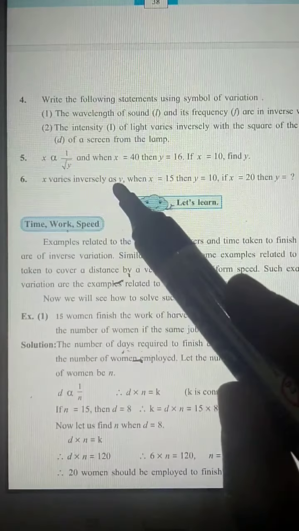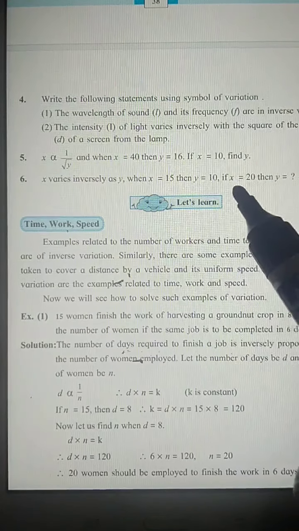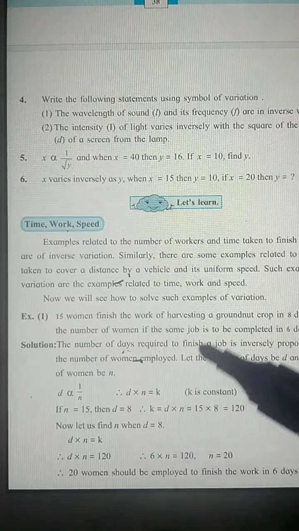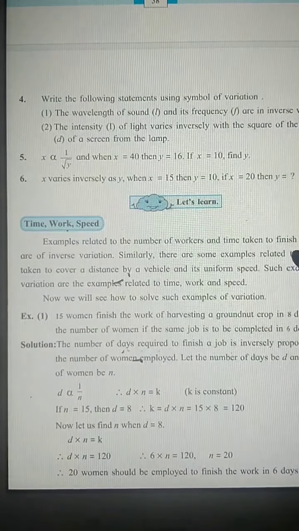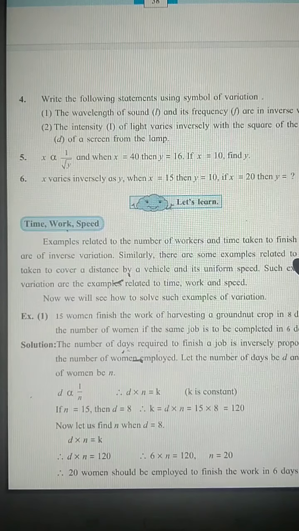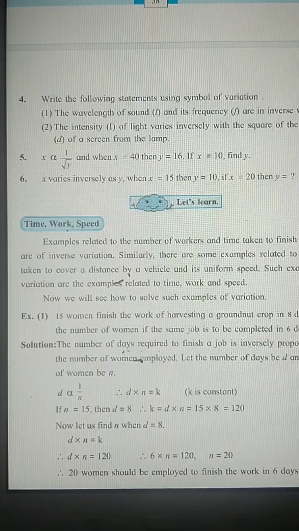X varies inversely to y. When x is 15, y is 10. If x is 20, how much is y? I hope with all these sums, now you can solve the last sum very easily. So my dear children, please solve it and then check from me. Don't do the sum and then refer. So pause it, solve the sum in your book and then check.